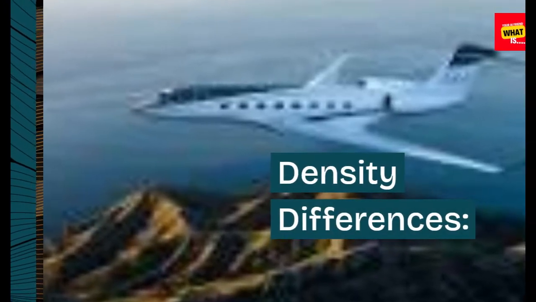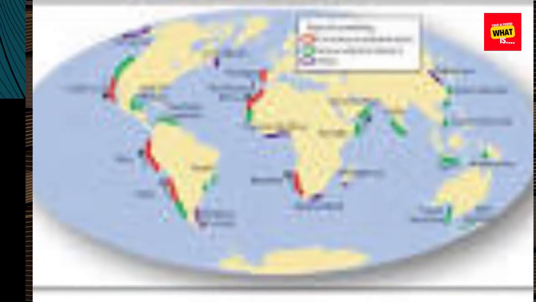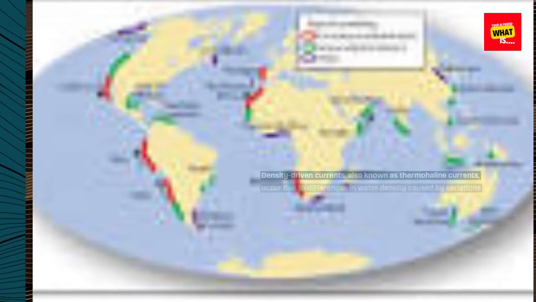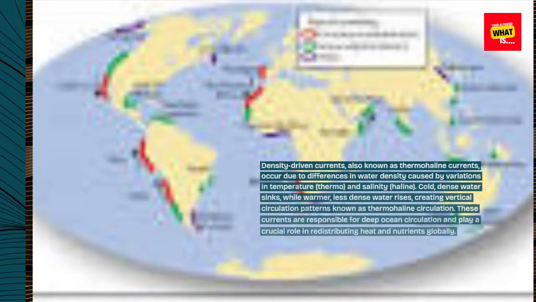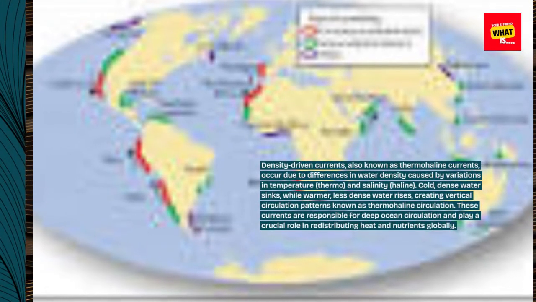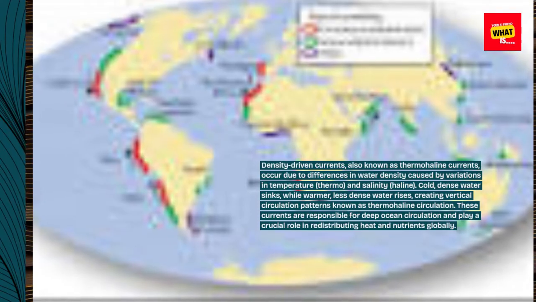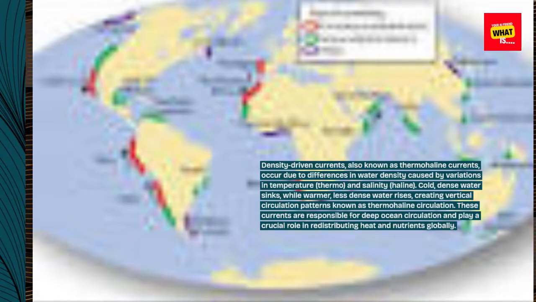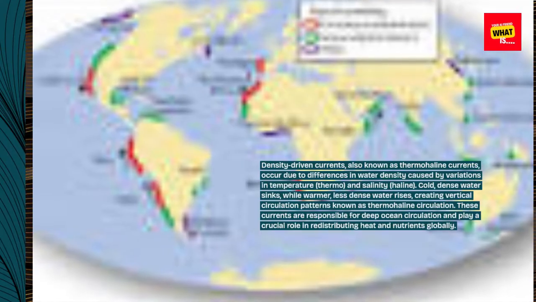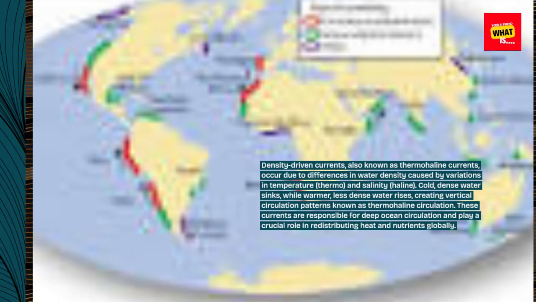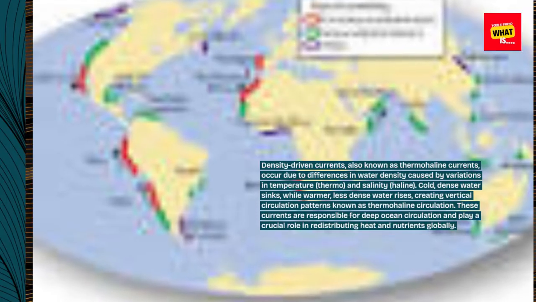Density differences. Density-driven currents, also known as thermohaline currents, occur due to differences in water density caused by variations in temperature, thermo, and salinity, haline. Cold, dense water sinks, while warmer, less dense water rises, creating vertical circulation patterns known as thermohaline circulation. These currents are responsible for deep ocean circulation and play a crucial role in redistributing heat and nutrients globally.